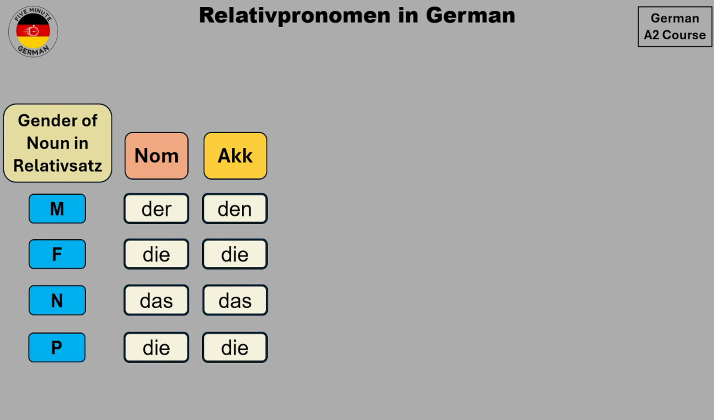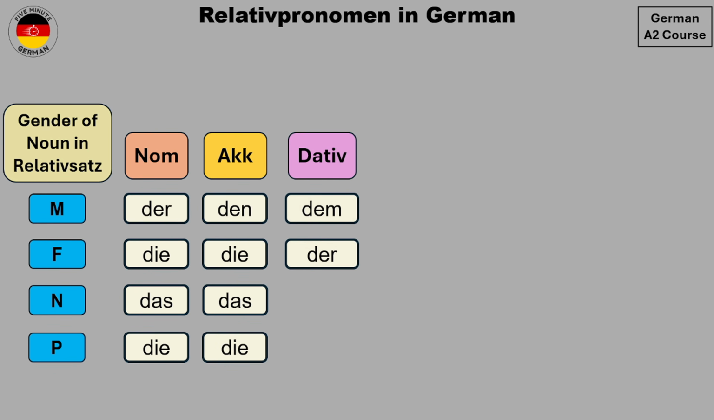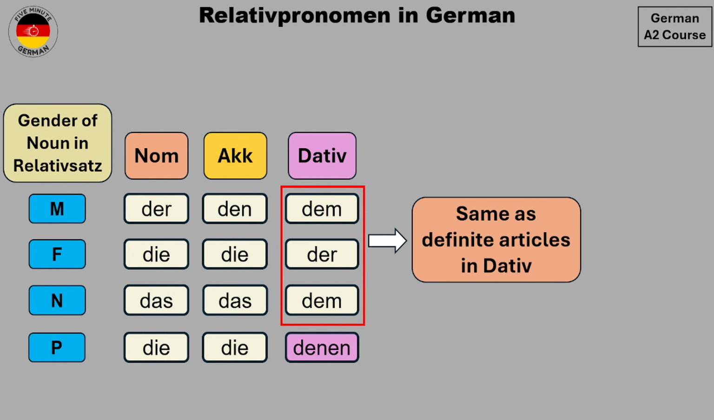Now let's take a look at the relative pronouns in dative. So in dative, the relative pronoun for masculine will be dem, for feminine it will be der, for neutral it will be dem, and for plural it will be denen. So you see that the relative pronouns for masculine, feminine, and neutral are the same as definite articles in dative, whereas the relative pronoun for plural is different.